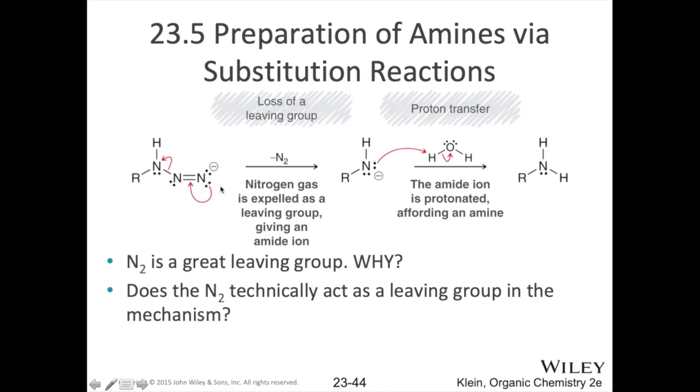The electrons move accordingly, and you wind up breaking this bond. This nitrogen winds up having a negative charge, and you're forming a triple bond between these two nitrogens, which is nitrogen gas. This is great because nitrogen gas will just bubble away. The reverse reaction can't happen because you're losing the nitrogen gas. So this pretty readily proceeds to this product. Of course, this is a charged product, and it can really easily pick up a proton to make the neutral amine as your product.